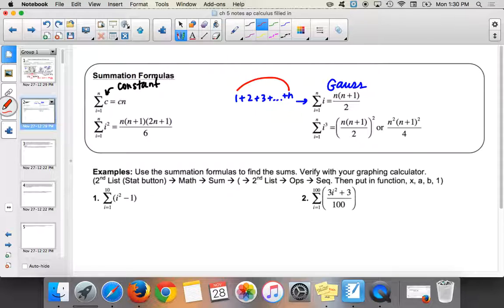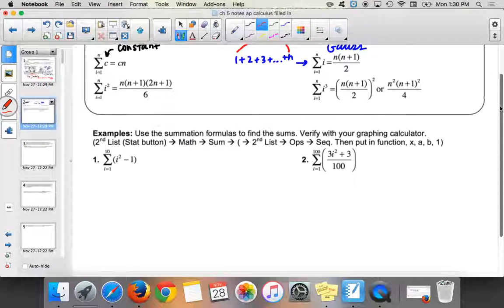All right, and then the next one, i squared, I'll give to you. So it's N times N plus 1 times 2N plus 1, and then all over 6. And then i cubed I'll also give to you. Okay, usually we use the i squared, not the i cubed. Sometimes we'll use i cubed, though.